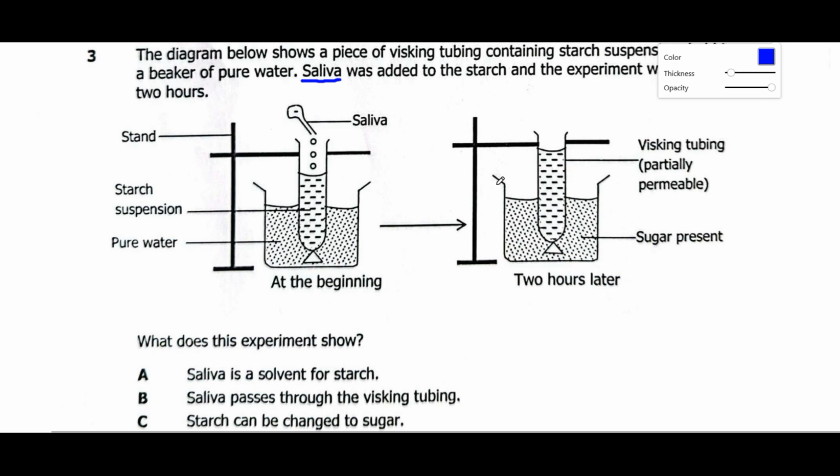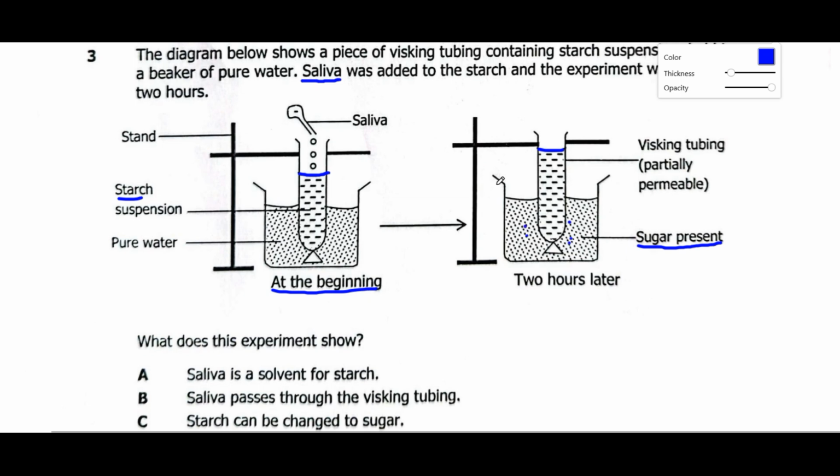Now let's look at the illustration. At the beginning, this is where the level of the starch suspension was. But after 2 hours, we can see that there was a rise of the suspension. Then we can also see that in this whisking tube, we had the starch. But after 2 hours, sugar was present in the pure water.